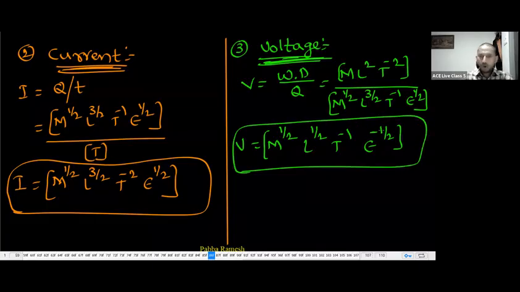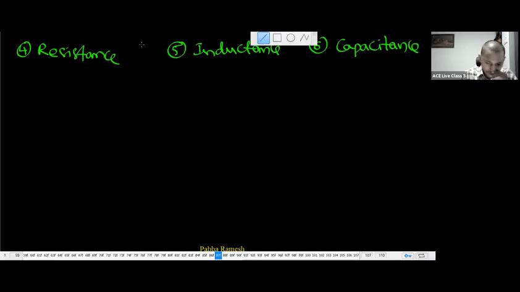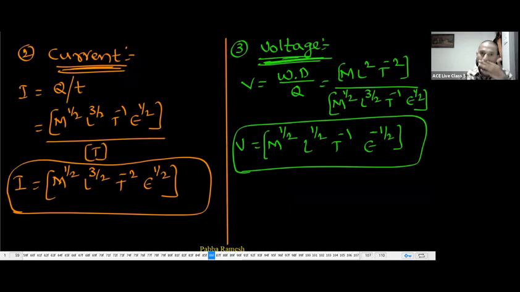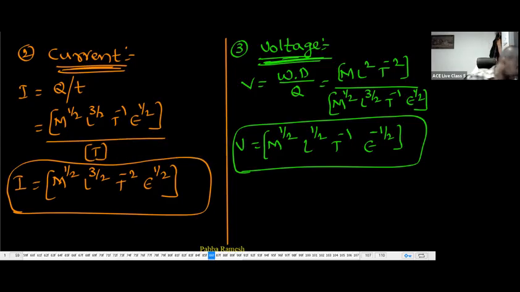Clear? Right. With all these things, after getting V and I, I want to get the resistance dimension, inductance dimension, capacitance dimension. Right. Everyone try this. I'm showing this slide. By using this, take your time, just 1 or 2 minutes, and tell me the answer. Can you tell me?